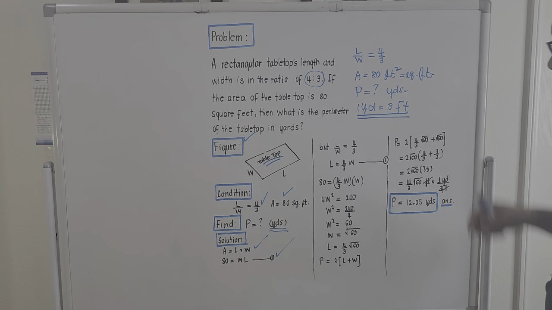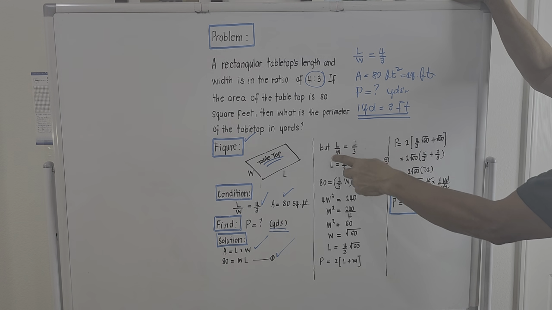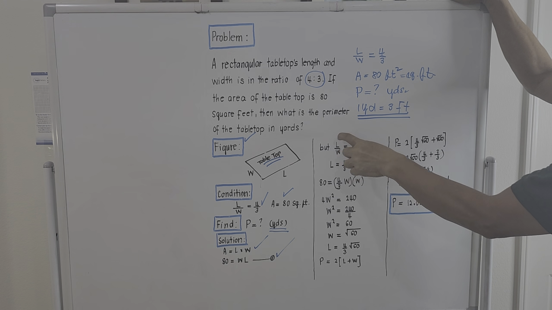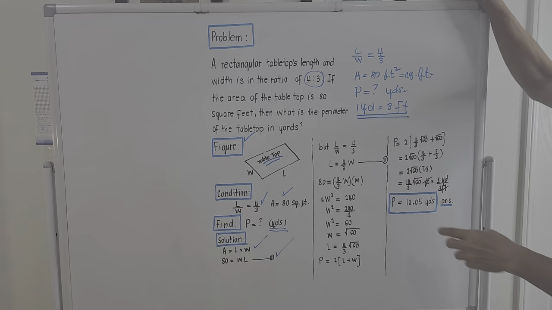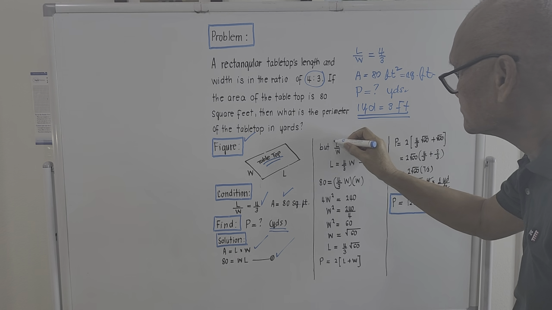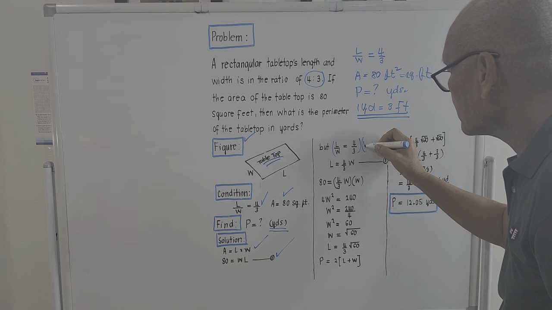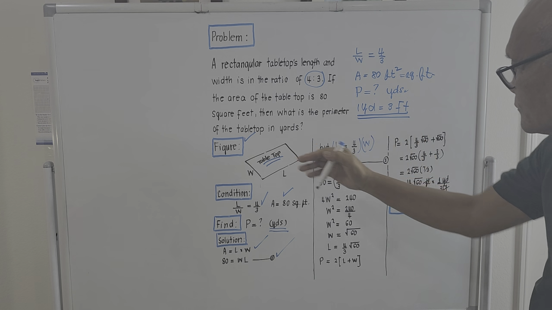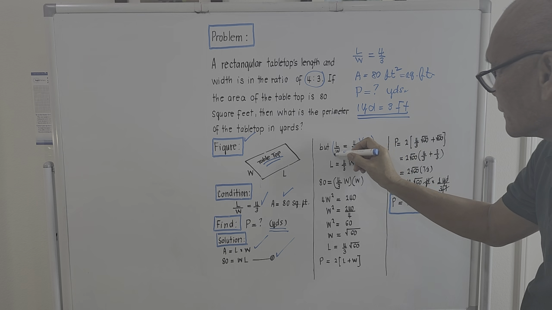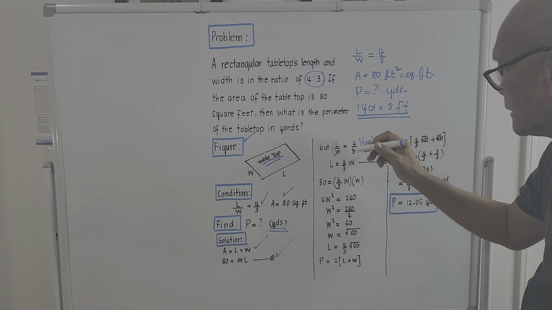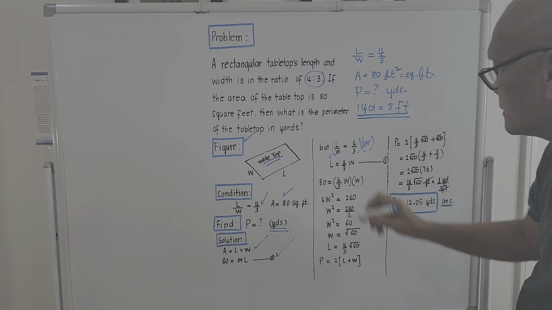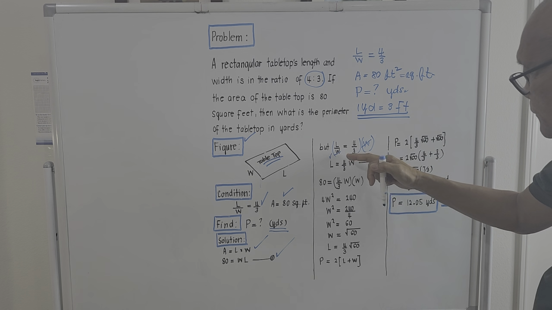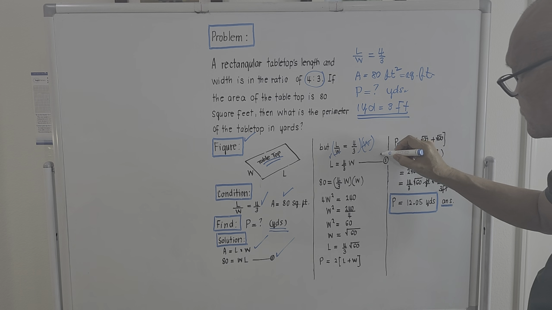That's algebra, right? From the condition of the problem, the ratio length over width is 4/3. To compute length in terms of width, we multiply by W. On the left hand side, multiplied by W, the W vanishes and it will simply be L. On the right hand side, it will be 4/3 times W. We call this equation number 2.